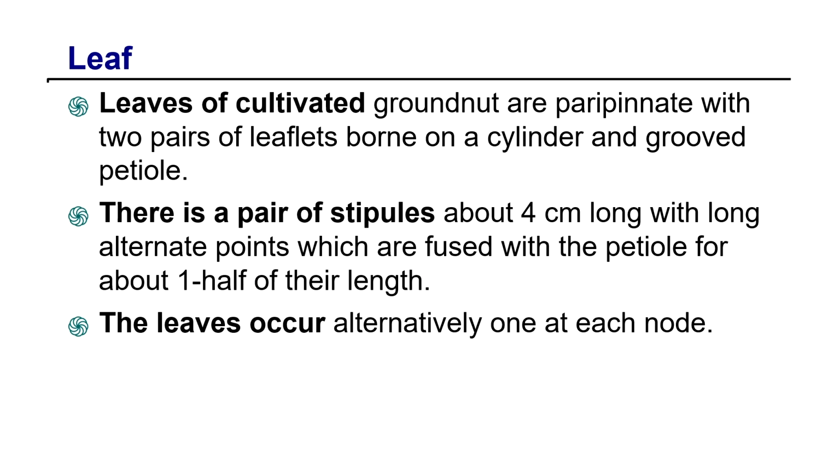Now, coming to the leaf morphology, leaves of cultivated groundnut are paripinnate with two pairs of leaflets borne on a cylindrical and grooved petiole. Petiole is the base which holds the leaflets. There is a pair of stipules about 4 centimeter long with long alternate points which are fused with the petiole for about 1/2 of their length. The leaves occur alternately, one at each node.